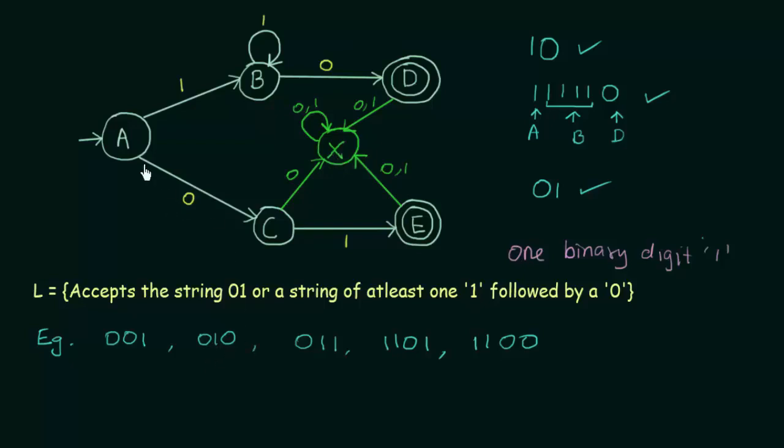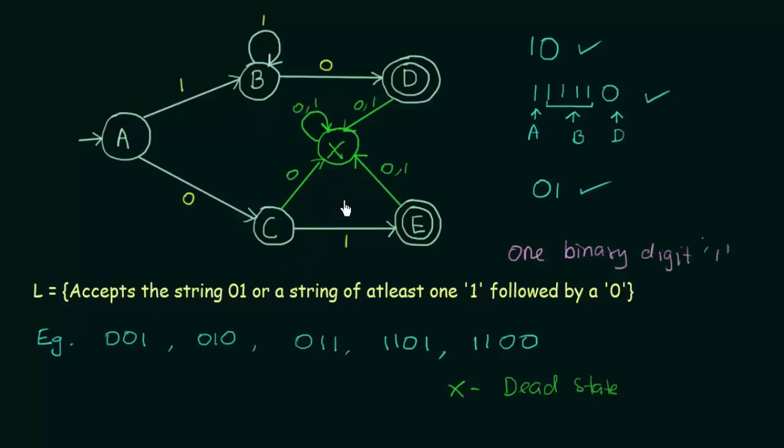Now 0, 1, 0 goes to the dead state. 0, 1, 1 goes to the dead state. 1, 1, 0, 1 comes to the dead state. 1, 1, 0, 0 again comes to the dead state. So X is called our dead state. This is how you complete the DFA.